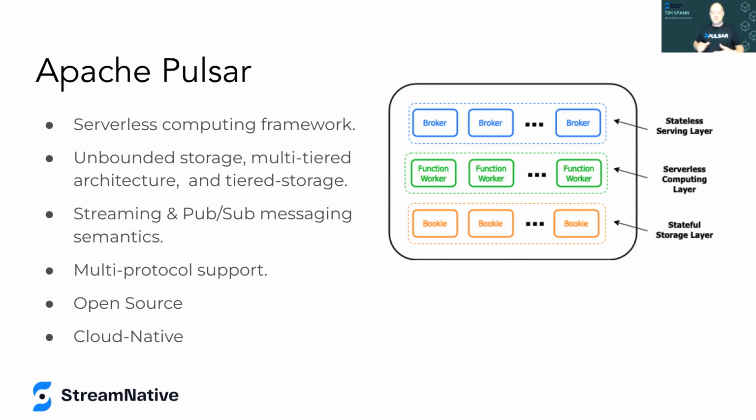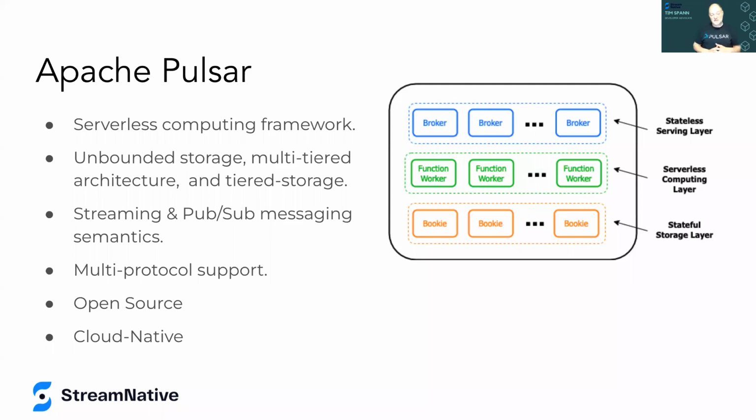Bookies are separate from the compute layer, so it's easy to scale these out in a cloud native way. So that's a nice feature there. And beyond the bookies storing your data, as we mentioned with tiered storage, you can tier that out to lower cost storage like S3 or whatever you might be using.